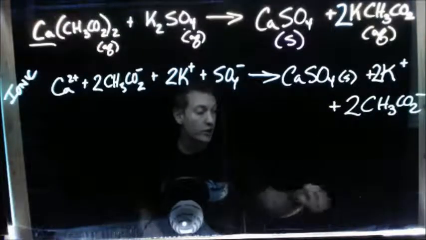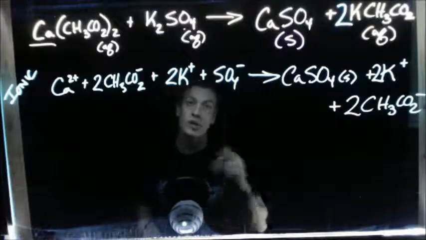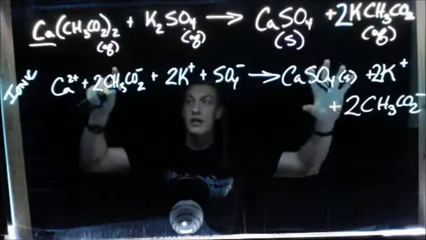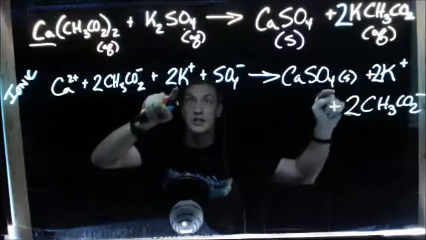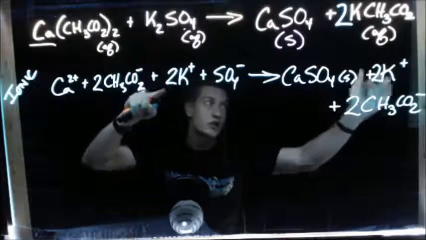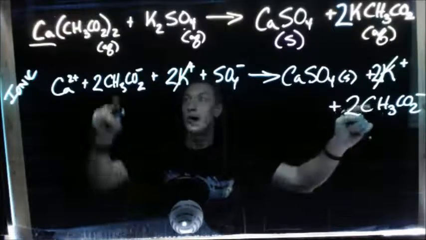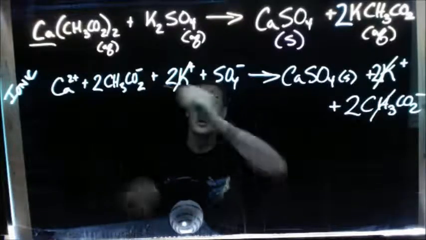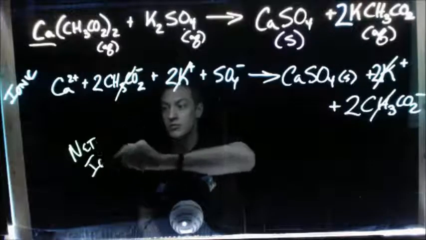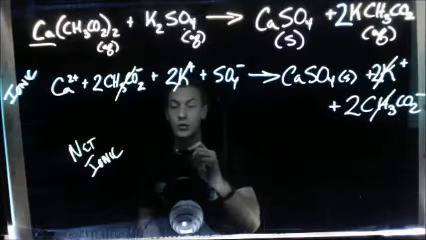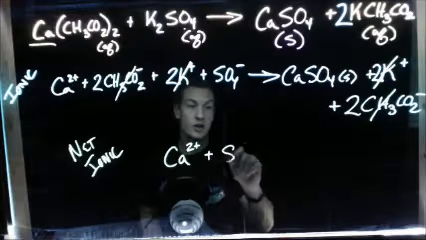And lastly, we can write something called a net ionic equation. And in a net ionic equation, we cancel anything that appears as ions on both sides of a chemical reaction. So potassium, you have 2 potassium ions on each side, so I'm going to cancel that. You have 2 acetate ions on both sides of the reaction. And so in our net ionic equation, we'll be left with calcium ion plus sulfate ion.